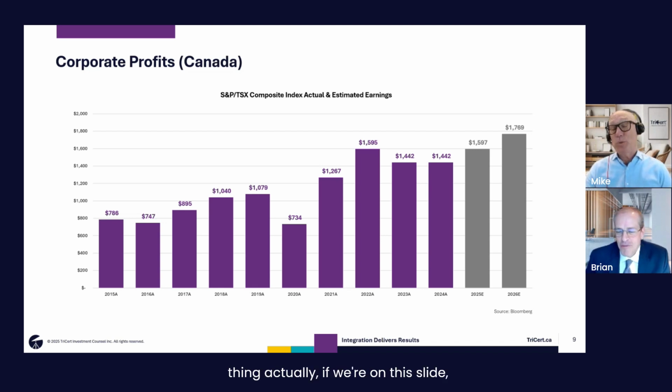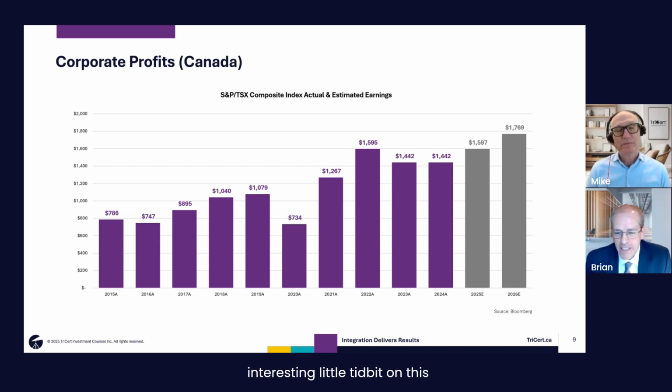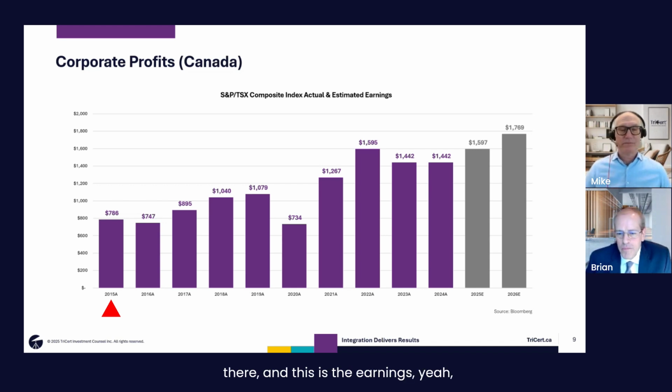One thing, actually, if we're on this slide, sorry, I might just tell a little story about this. This is a very interesting little tidbit on this slide that just kind of popped in my head as self-evident, but it's very interesting that if you look at 2015 there, and this is the earnings of the TSX, so pretty much the whole 226, whatever it is, companies on the TSX. $786 is how much they earned in 2015.